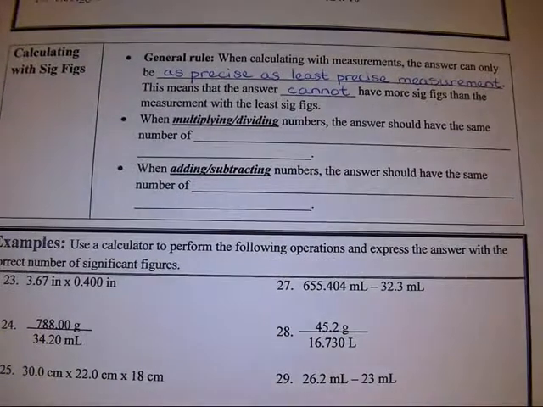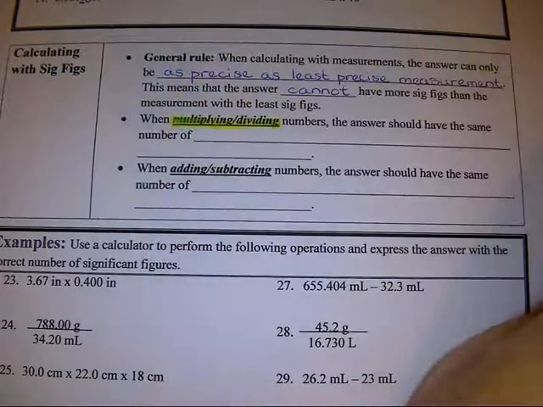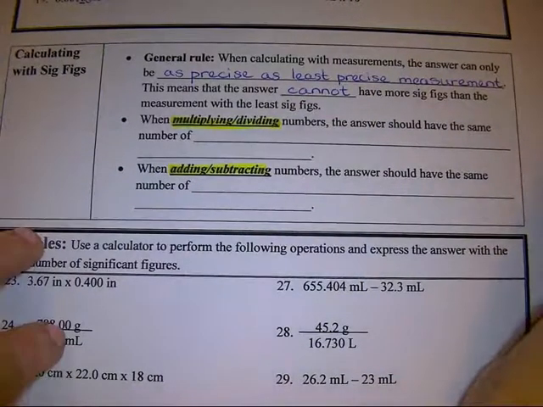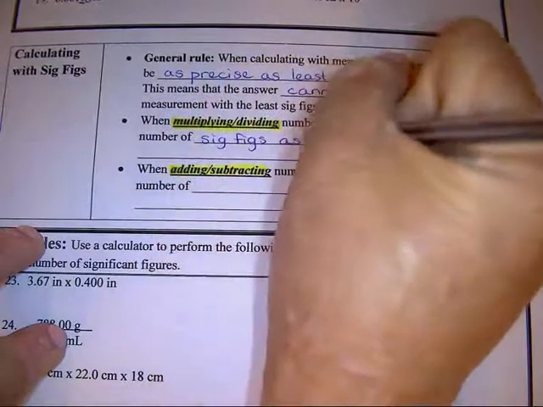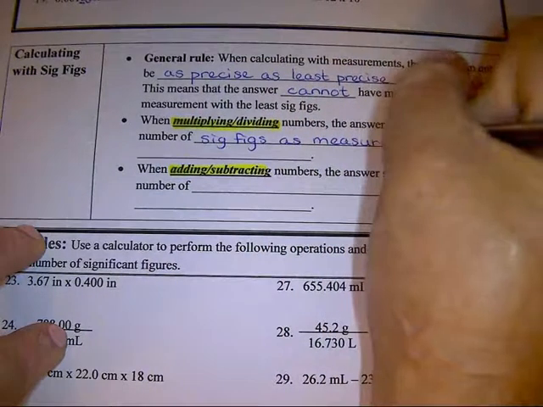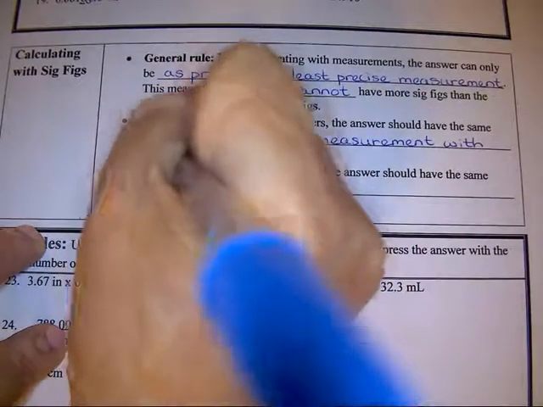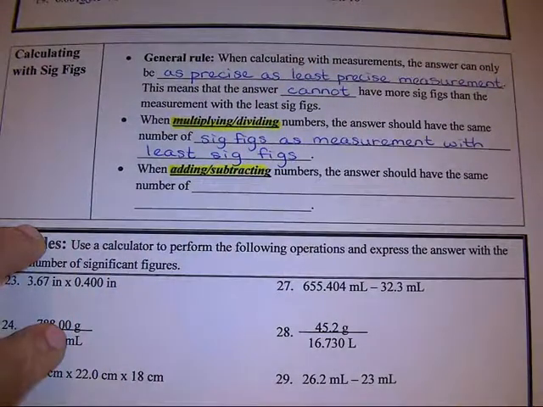There are two sets of rules, and I'm just going to go ahead and highlight what these two sets of rules are. We have a set of rules for multiplying and dividing, and we have another set of rules for adding and subtracting. When multiplying and dividing, the answer should have the same number of sig figs as the measurement with the least number of sig figs. Alright, so remember that when you are multiplying or dividing, you are going to count sig figs.